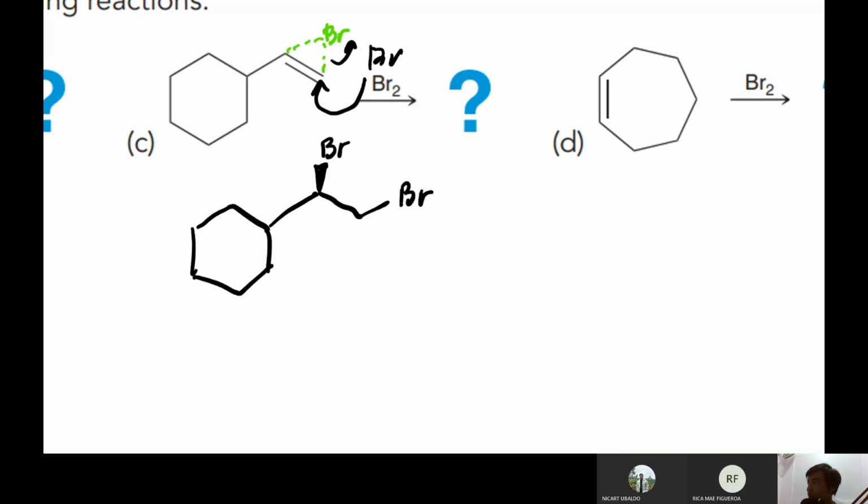Lastly, ayoko i-drawing yan. Ano ba 'to? 1, 2, 3, 4, 5, 6, 7. Heptanol, cycloheptanol. Ayoko i-drawing, direktahin ko na lang, hindi ako magaling mag-drawing ng ganyan eh. So, nasa taas yung Br, nasa baba yung Br. Ganun lang. Okay? Plus, of course, the enantiomer, yung isang version naman niya.